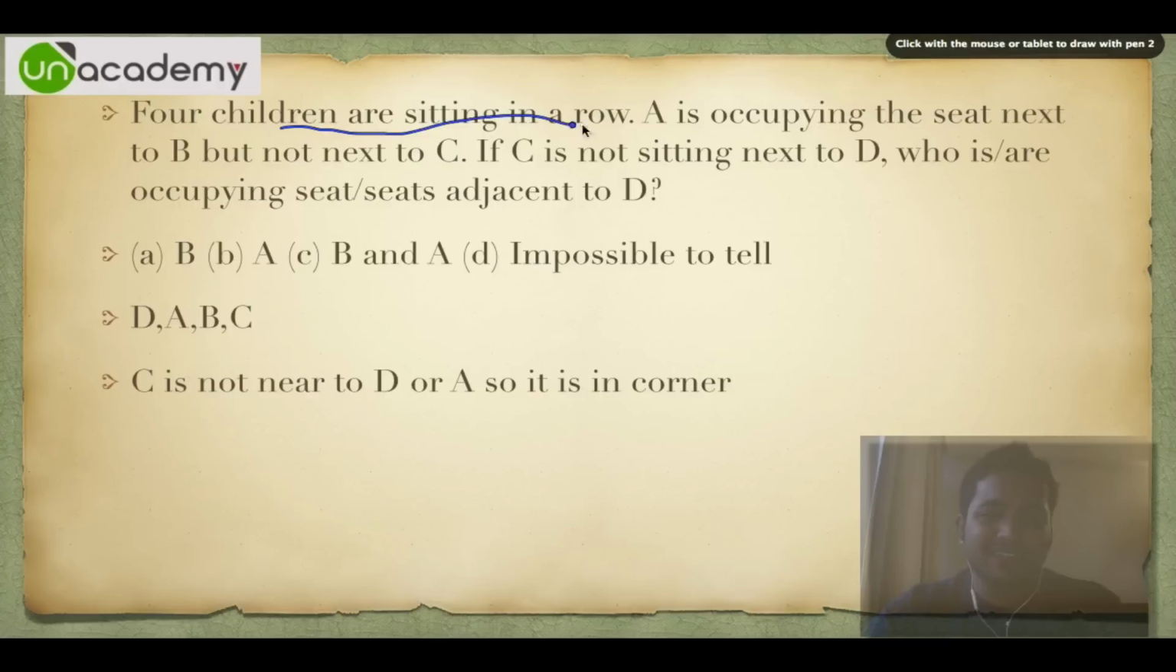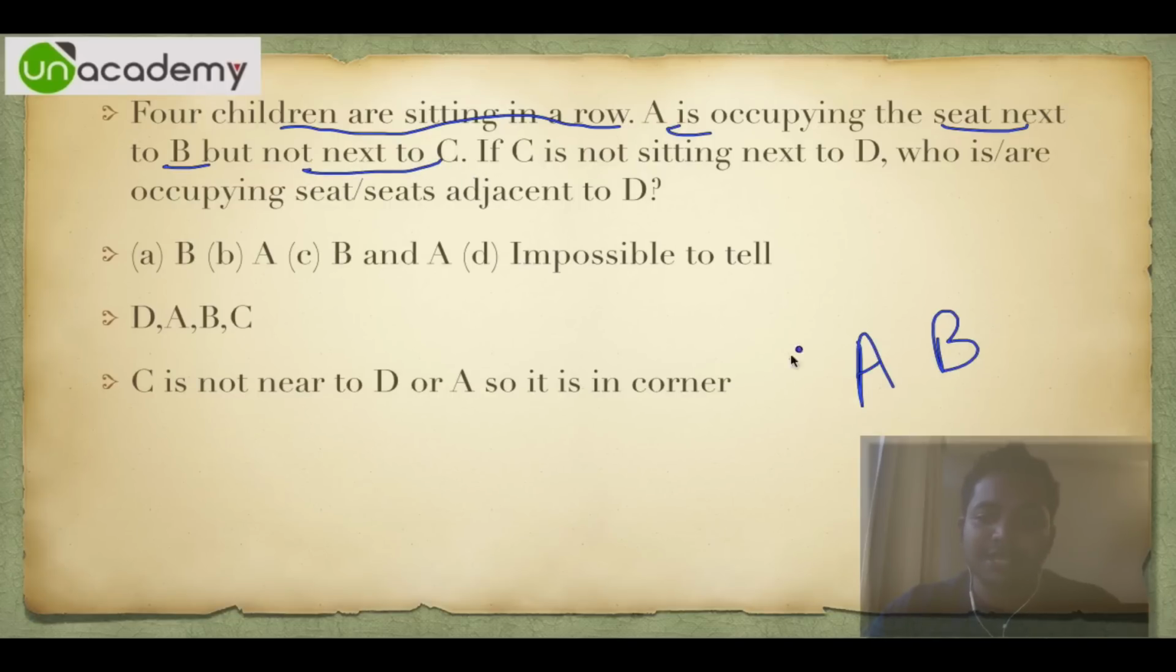4 children are sitting in a row. Okay, we know 4 children are sitting in a row. Good. A is occupying the seat next to B, but not next to C. So I'll do A, B. So C cannot come here. So C has to come here. Is that understood? C cannot come here. So C has to come here.